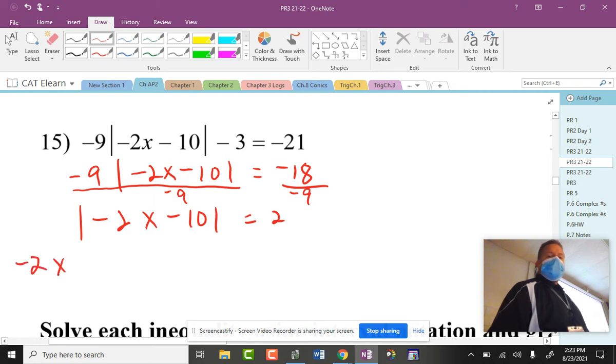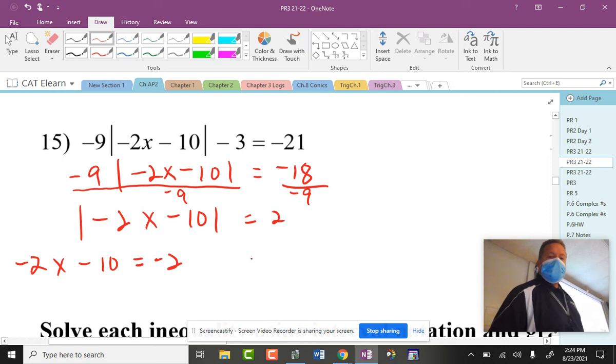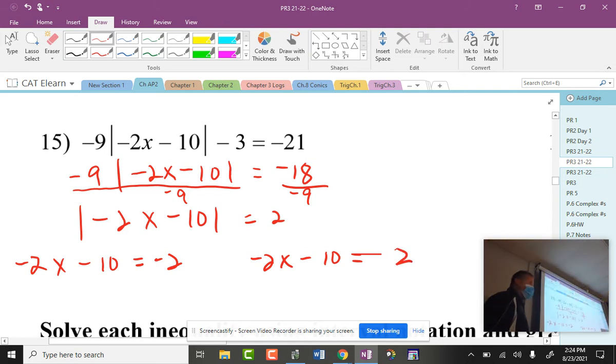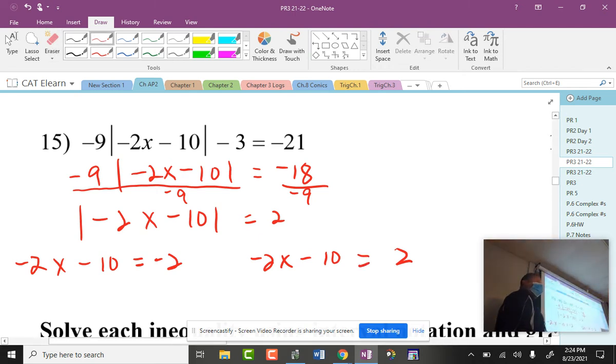So what's -2x minus 10 equal to, first step? That's -2x minus 10 equals 2. So what does this equal here? You want to put -2 first? Okay, then what's the other one equal to? What's -2x minus 10 equal to over here? Okay, fine. He wrote negative first, then positive second. Ain't no thing, chicken wings.